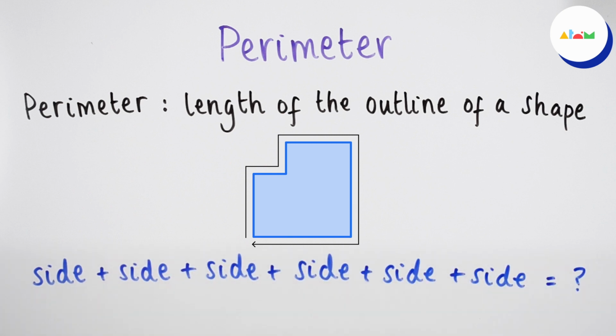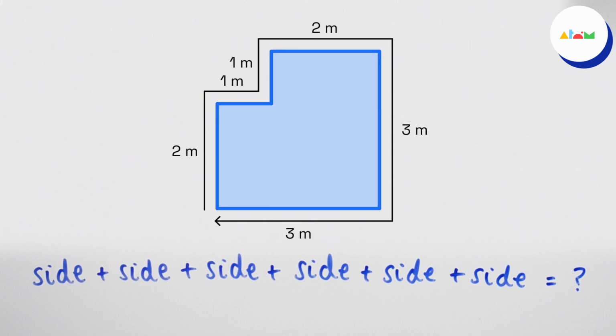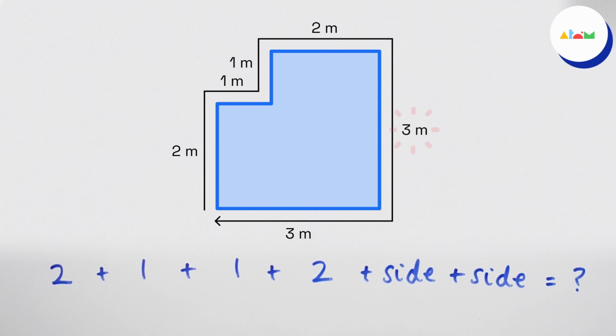Therefore, to work out the perimeter of this shape, we need to calculate 2 plus 1 plus 1 plus 2 plus 3 plus 3. The perimeter of this shape is 12 metres.